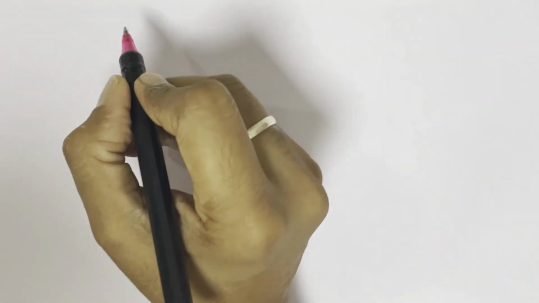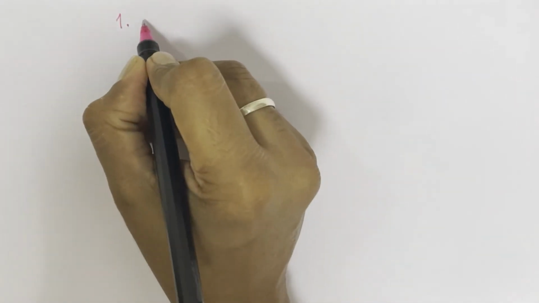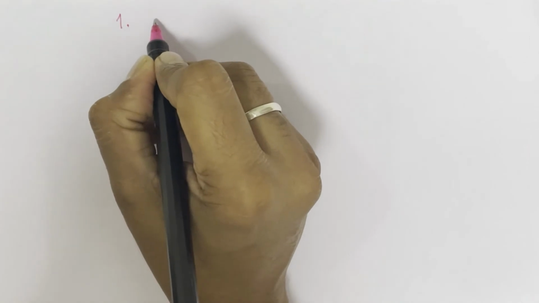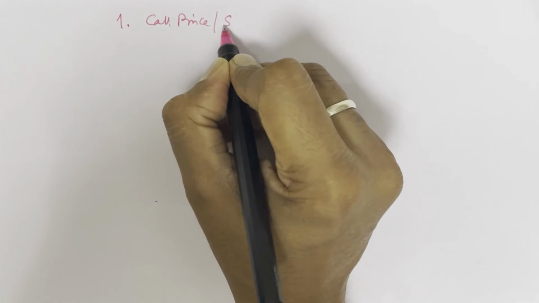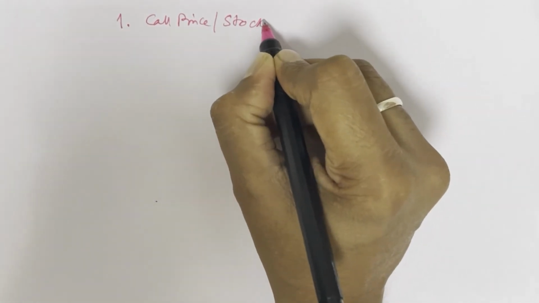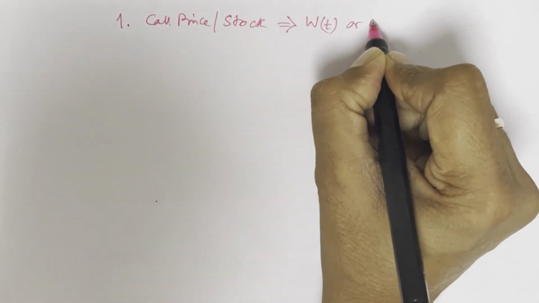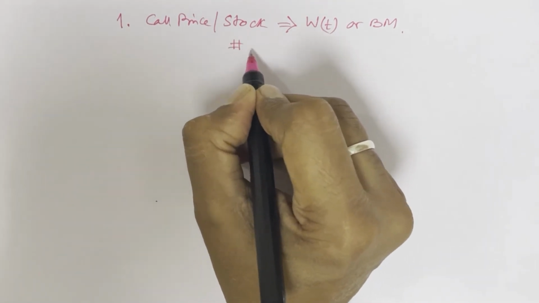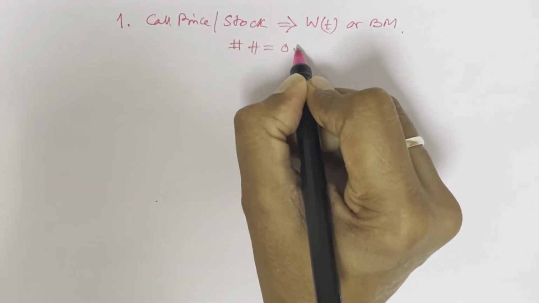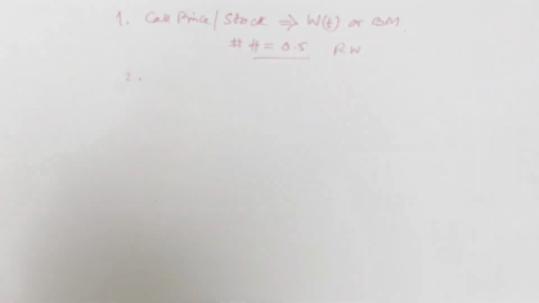To continue further with Black-Scholes, let's understand the assumptions of Black-Scholes. The first assumption is that whatever the stock price or call price is, they follow a Wiener process or Brownian motion completely, with Hurst exponent at 0.5, which is nothing but a random walk. So the random walk hypothesis has to be followed, otherwise it won't work.